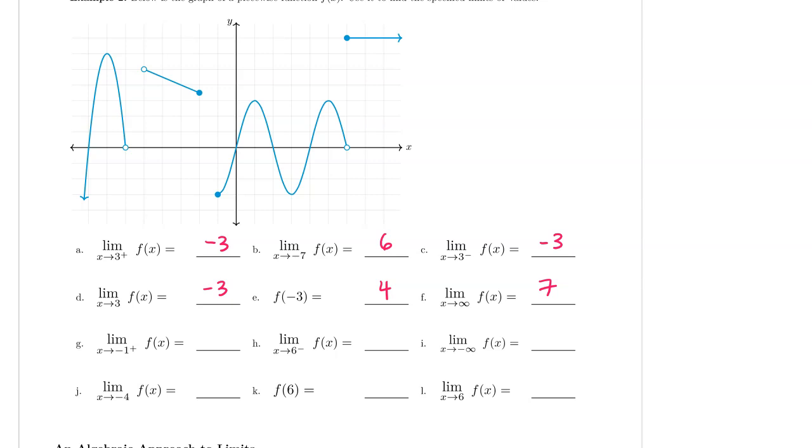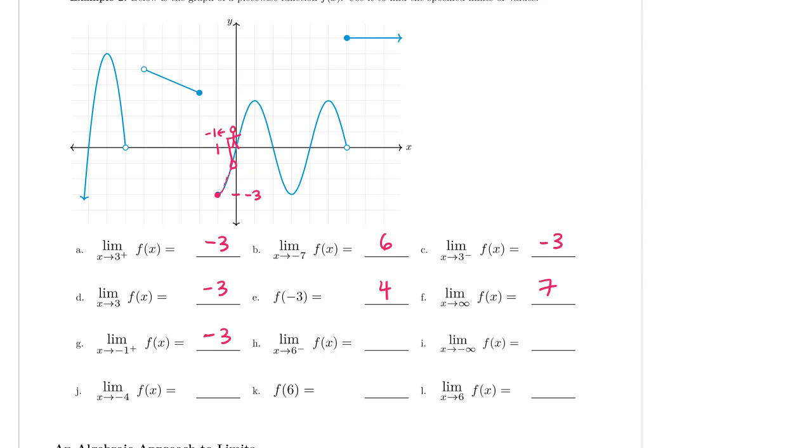Okay, so in part G, we want to find the limit as x approaches -1 from the right-hand side. So here is x equals -1. That means that my person is here, and they are approaching -1. They're getting closer and closer, and my balloon is here, and as they're approaching, my balloon is approaching this ordered pair right here, which has a y-coordinate of -3. So here I will put -3.